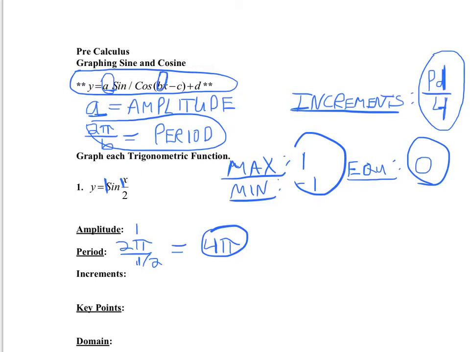Now in increments, this is real important to get all the x values for my 5 key points. The increments, I follow this right here: I take the period divided by 4. So if I take 4 pi and divide it by 4, the 4's cancel, and I get pi. So you always want to get these 3 values first.